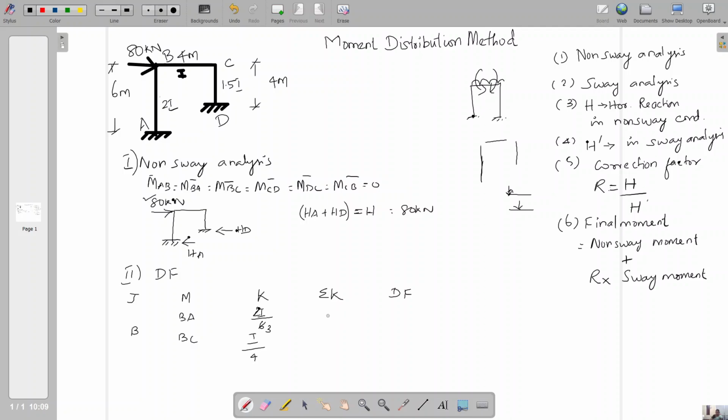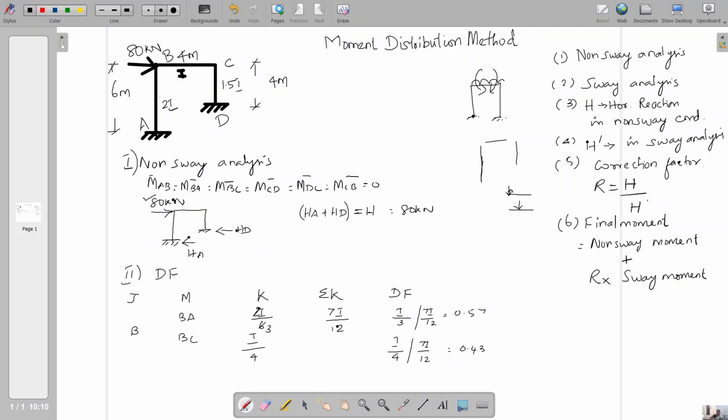So the summation of K is, if you take LCM, 3 4s are 12, and summing up the numerator, 3 plus 4 equal to 7. So 7I by 12. And if you calculate the distribution factor individually, that is I by 3 divided by 7I by 12, which is equal to 0.57. Here I by 4 divided by 7I by 12, which is equal to 0.43. So this is for joint B.